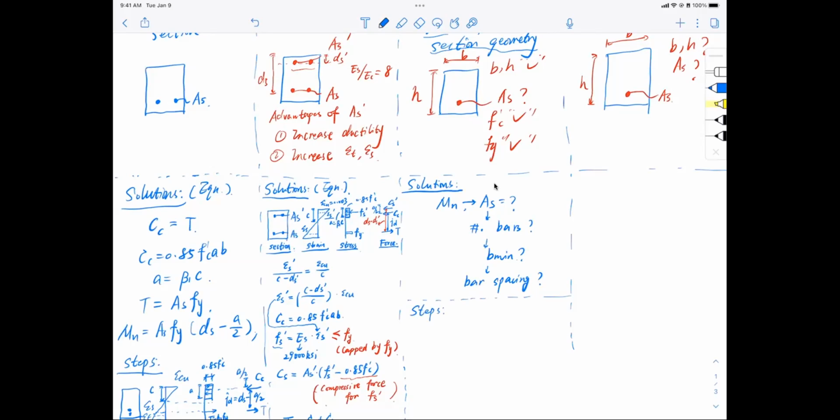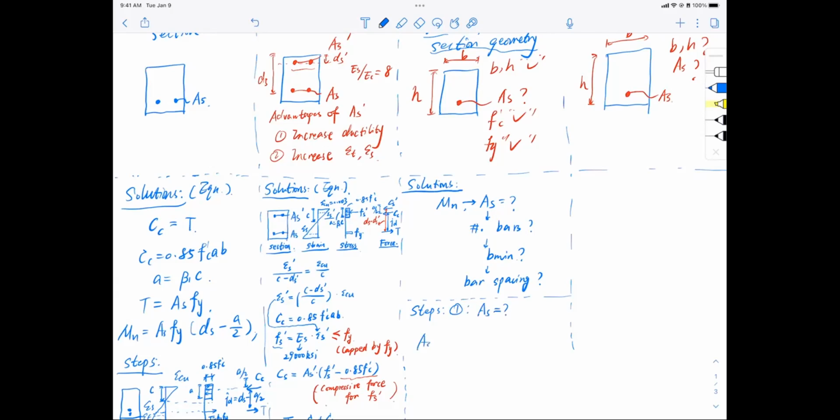So step number 1, what you need. What you need first is to find out how much reinforcement you have, to estimate it. So how to estimate reinforcement? You can't, right? So you just do an estimation first.